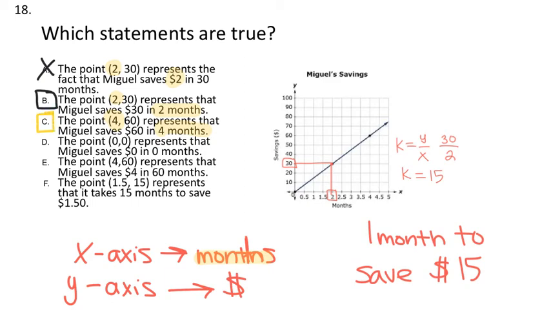And let's move to D. 0, 0. The point 0, 0 represents Miguel saving $0 in 0 months. Well, guys, that is true as well. 0, 0 means no money, no months passed. Letter E, the 0.46. Let's talk about the 4. The 4 better represent months, right? Because our x-axis is months. So does the 4 represent months? No, it does not. Mark it out. The letter F, 1.5, must represent months. Does 1.5 represent months? No. So mark out F as well.